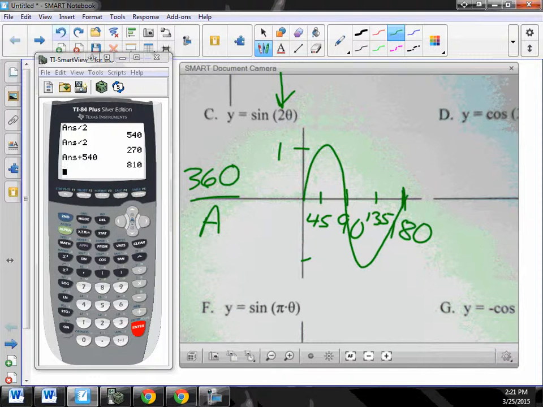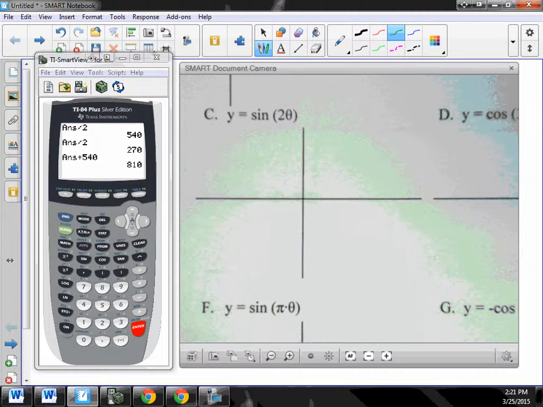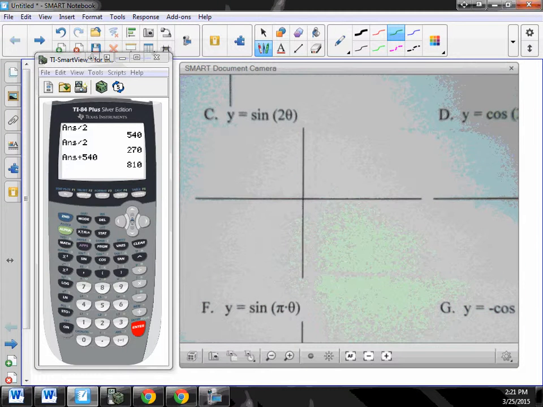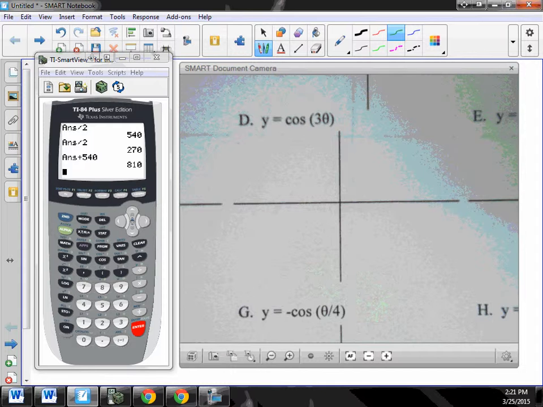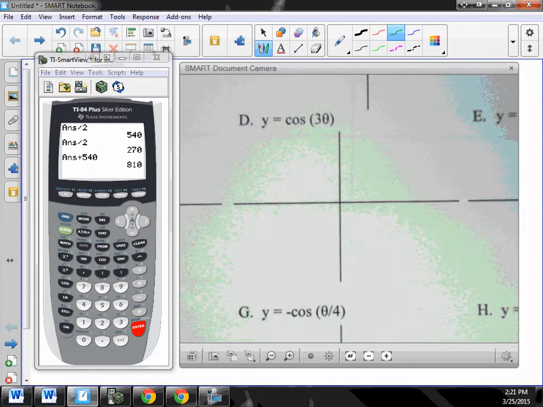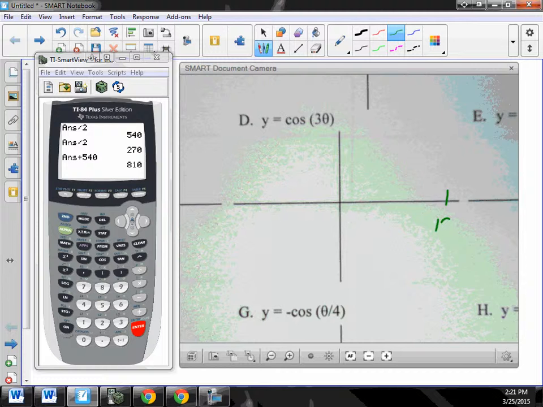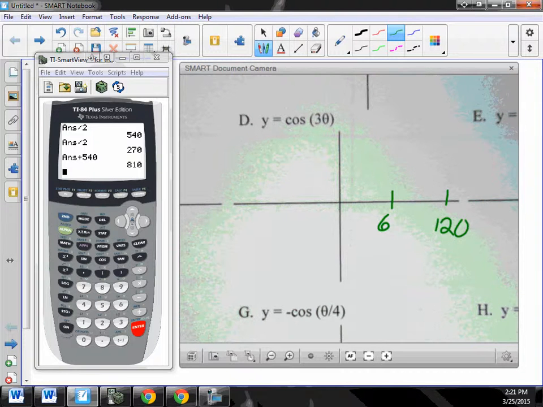Okay? So, letter D. I am now going 3 times as fast around the circle as I normally do. How many degrees will it take to complete one cycle? 360 divided by 3 is 120. So this mark is 120, so the halfway mark, 60, the 1/4 mark is 30, and the 3/4 mark is 90.